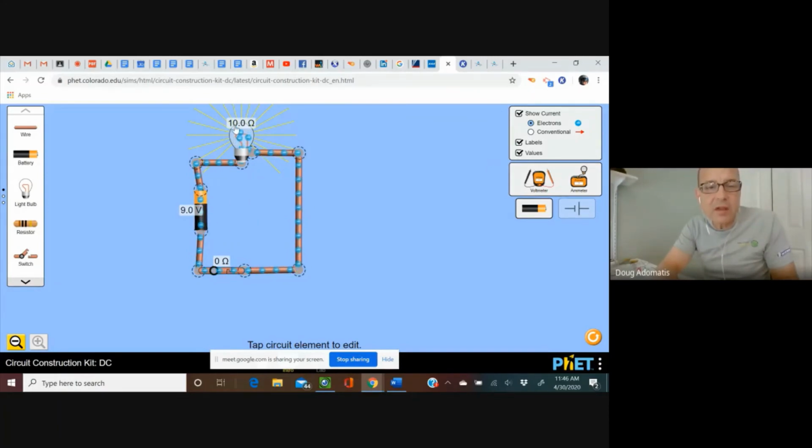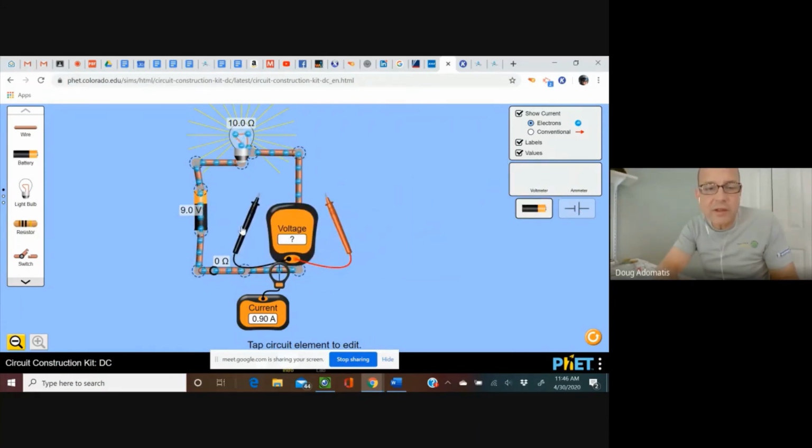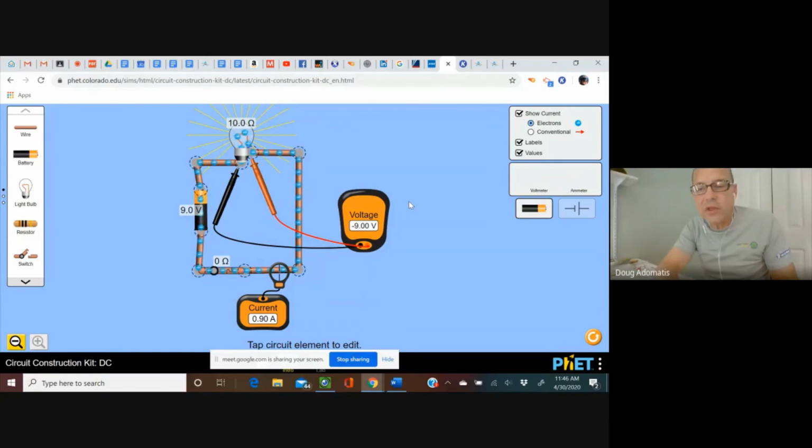For a 9-volt battery and a 10-ohm light bulb, you can actually calculate what the current flow is. Or you can measure it with a little current flow meter. And you can measure the voltage across the lamp if you want to. So this is a real cool thing to do. Of course I have 9 volts across the lamp because I've got a 9-volt battery and there's nothing else in the circuit. This is actually a flashlight circuit. This is actually how a flashlight works.